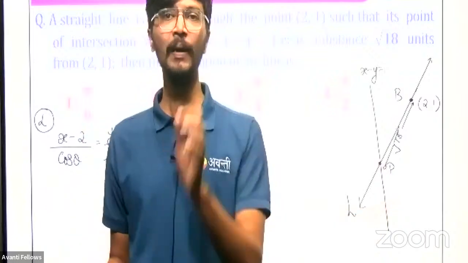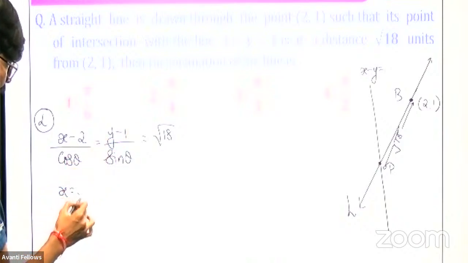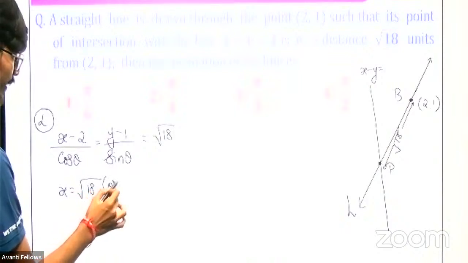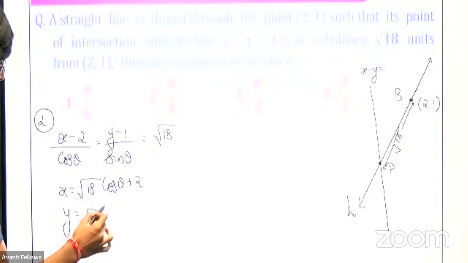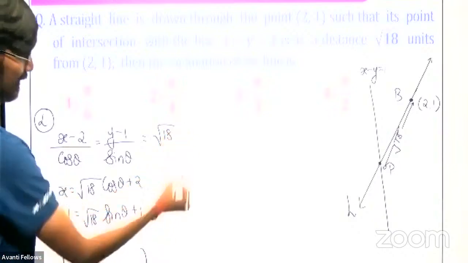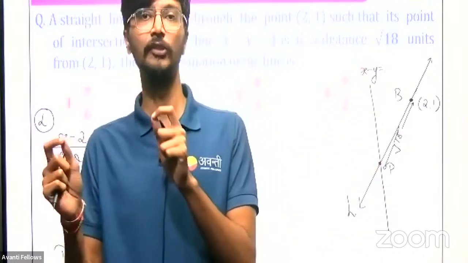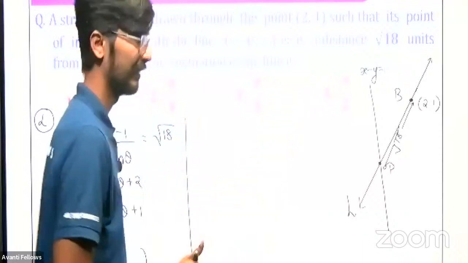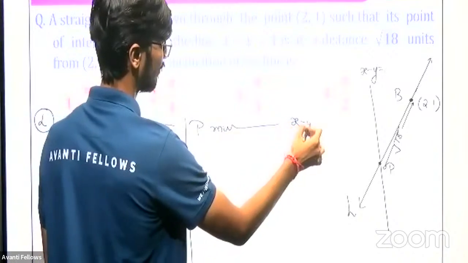Which point is at a distance of root 18? It is point P. So I'll get the coordinates of P as x equals root 18 cos theta plus 2 and y equals root 18 sin theta plus 1. Correct? So these are the coordinates of point P. Now as you can see, point P lies on the line x minus y equals 1, so P must satisfy x minus y equals 1.